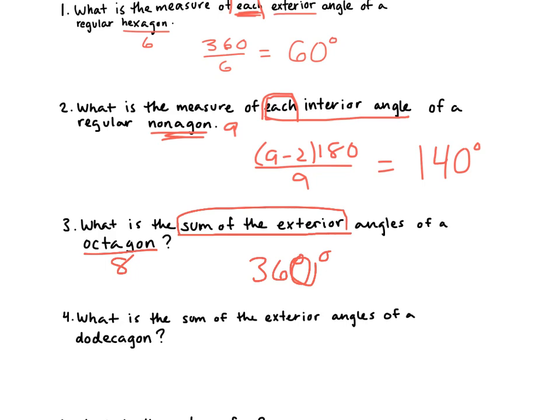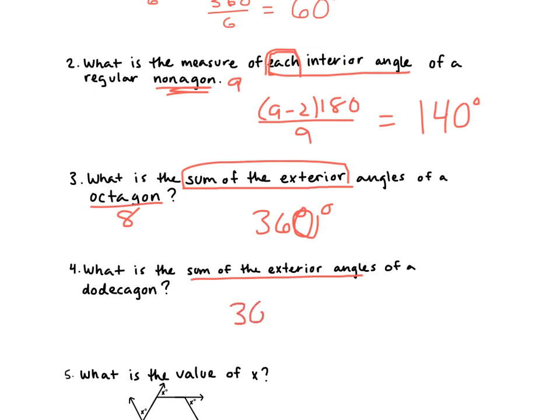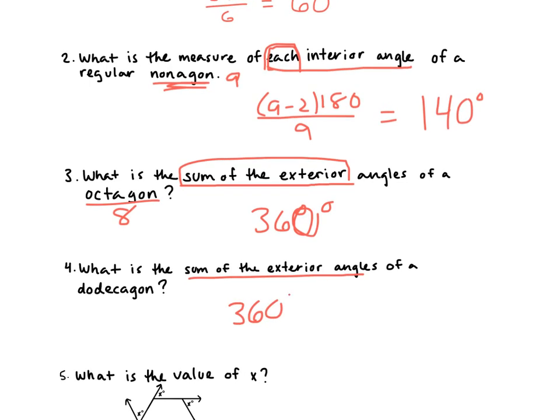What is the sum of the exterior of a dodecagon? 360. Again, sum of the exterior is always 360. Dodecagon is 12. A decagon is 10. So 2 different shapes.